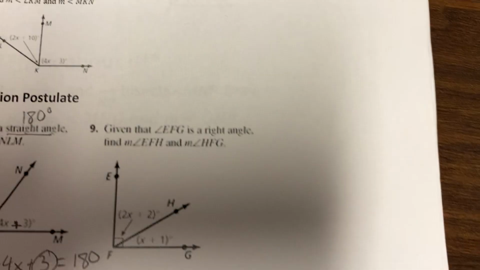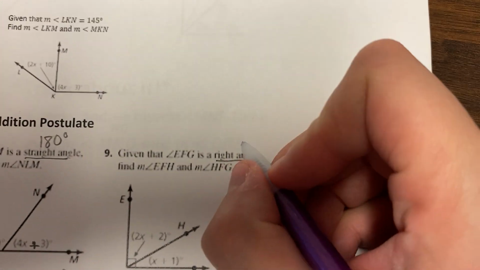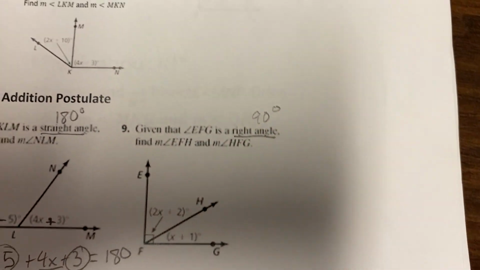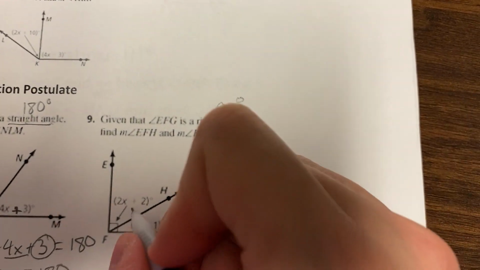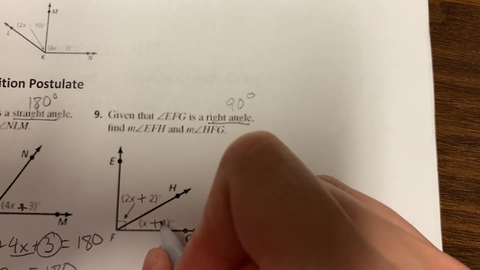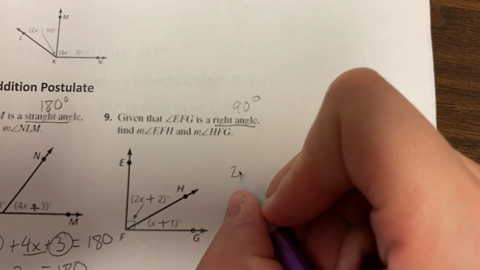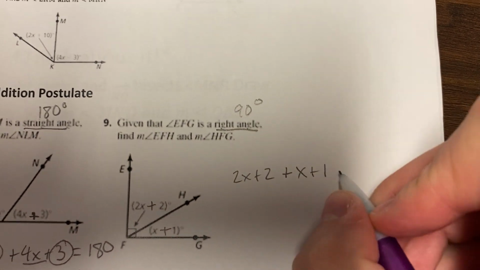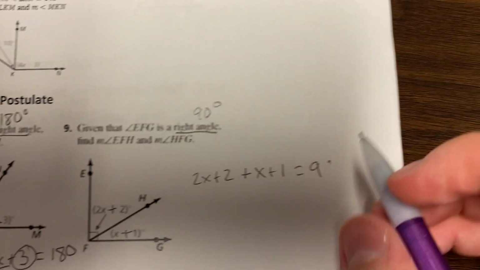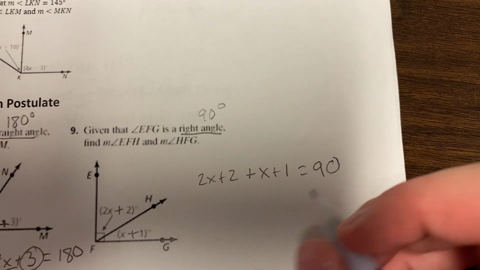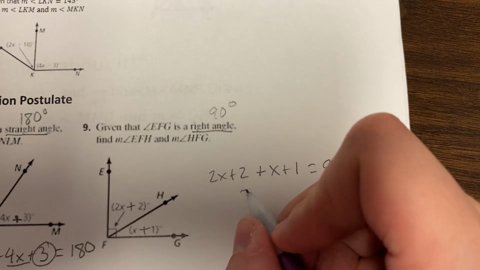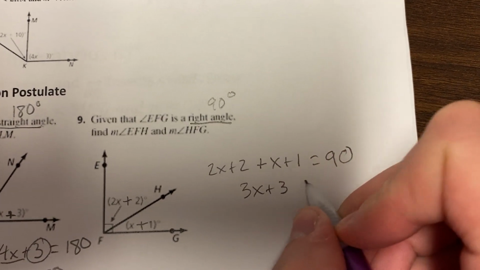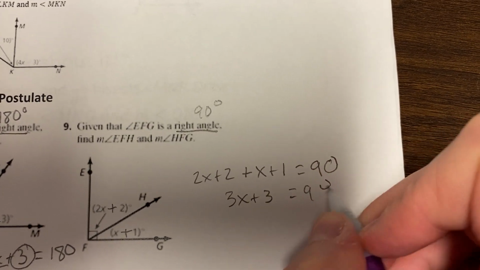All right, same thing here, but this time we know right angle. A right angle we know is 90 degrees. Okay, so I'm gonna do the same thing. This is an addition sign. These are both addition signs. So I add 2x plus 2 to x plus 1 and set it equal to 90. All right, and then I'll solve. So combine like terms, you get 3x plus 3 equals 90.